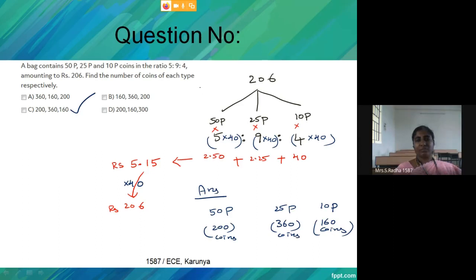This is step 1 I am writing. As it is, I have just added; this is step 2. Here this is step 3: how this will become 206. And the final answer is my step 4.